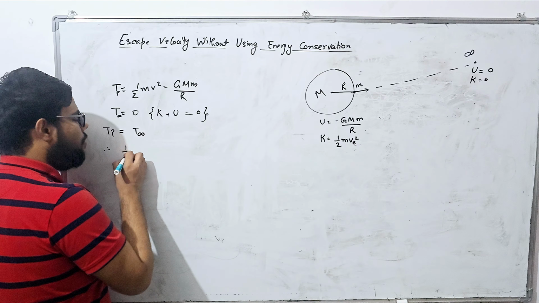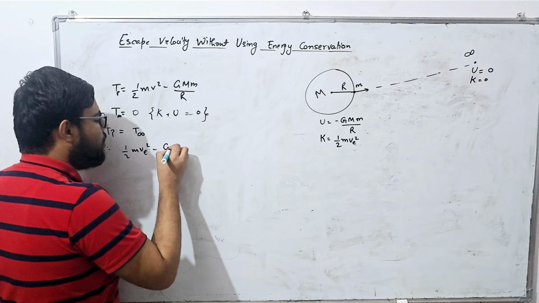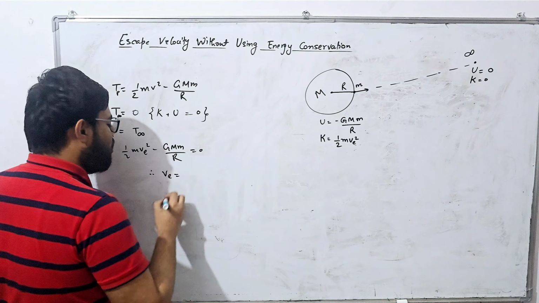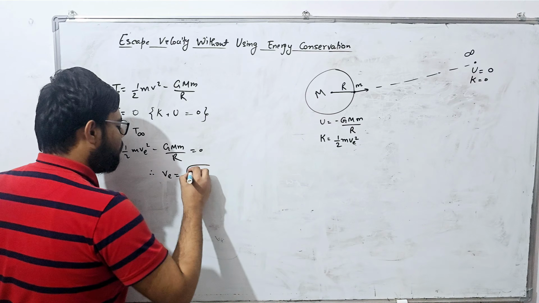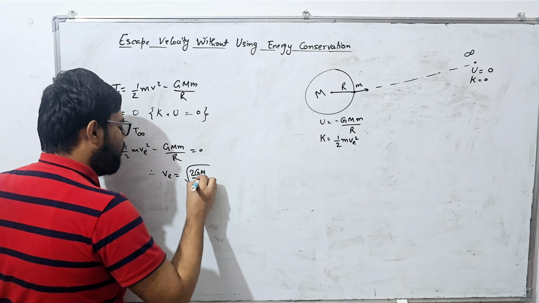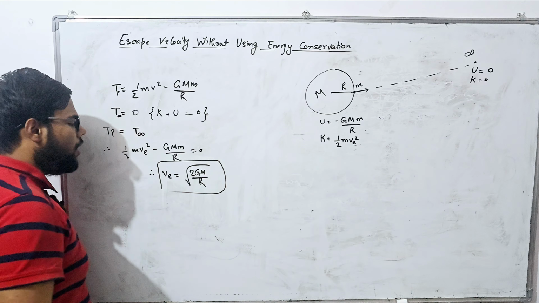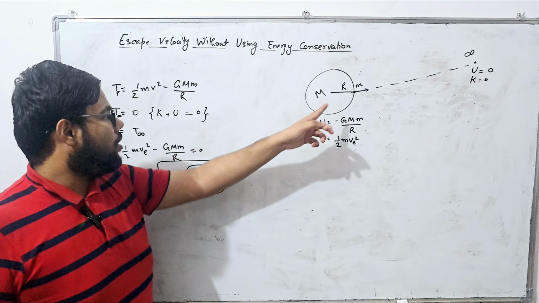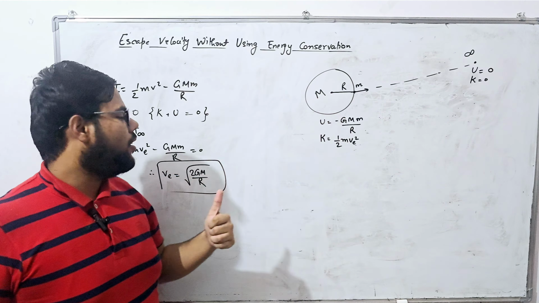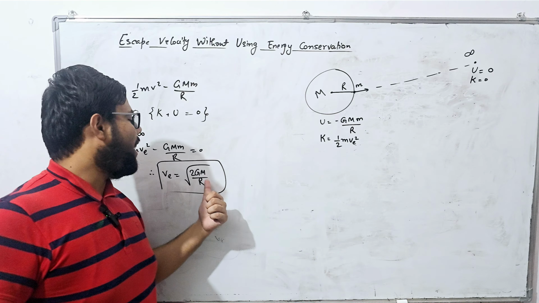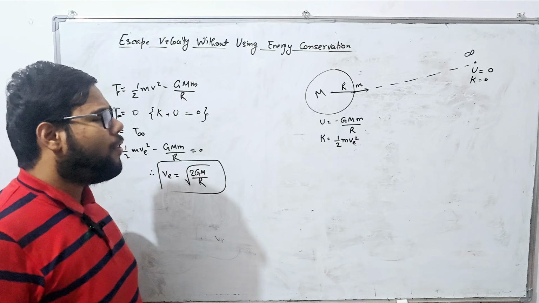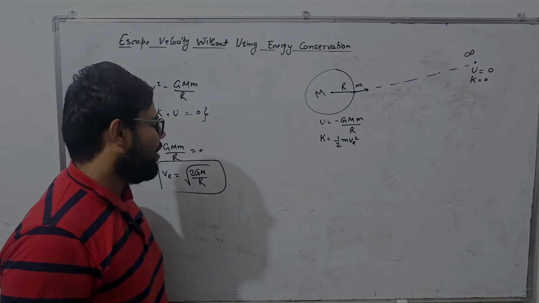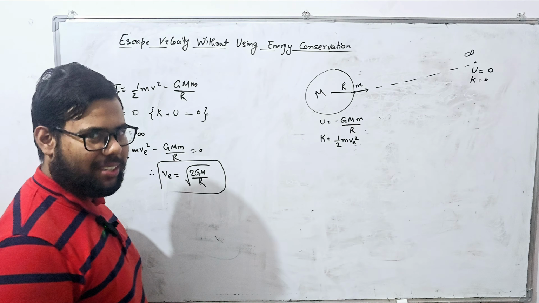Hence we have half m v_e square minus GMm by r is equal to 0. Hence the escape velocity is equal to the square root of 2GM by r. So it is independent of the mass of this body, I mean this body, not this planet. It is dependent on the mass of the planet and the radius of that planet. And for Earth, if you substitute the values, you get 11.2 kilometers per second. So that is the escape velocity from Earth.